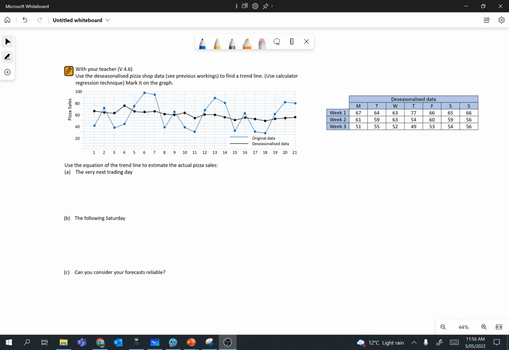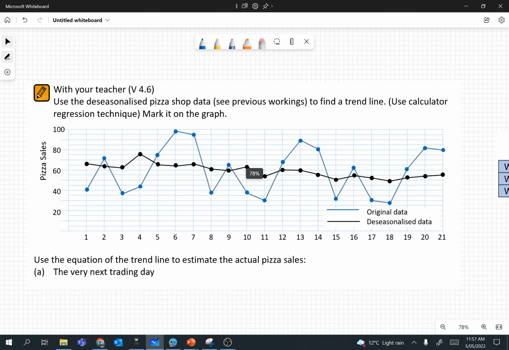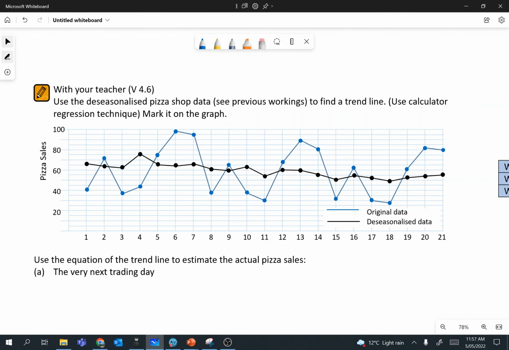Hi General Maths students. So we're going to use the deseasonalised pizza shop data to make some forecasts, so some predictions. So the first thing we need to do is obtain the equation of the trend line. So we're going to do the calculator regression for that, get the calculator to do that line of best fit.